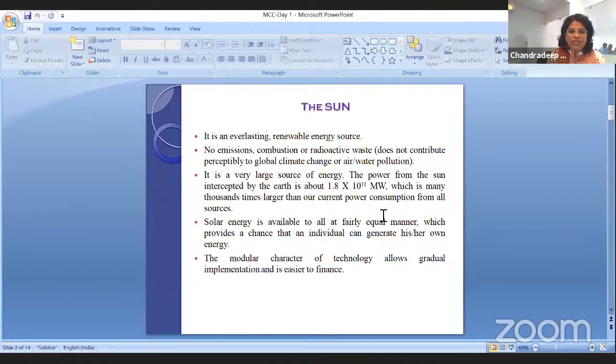So why don't we use it as a fuel? The fourth point is that solar energy is available to all in a fairly equal manner, which provides a chance that an individual can generate his or her own energy. Even though in renewable energies we have not only solar, we have wind, biomass, tidal, ocean, geothermal, all this comes under renewable.